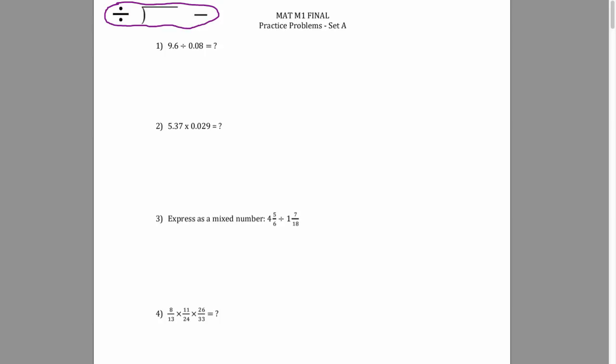Now in this particular problem we're dividing 2 decimal numbers and we're going to have to do it by long division. The second number, the 0.08, must go on the outside. So we'll do 0.08 into 9.6.